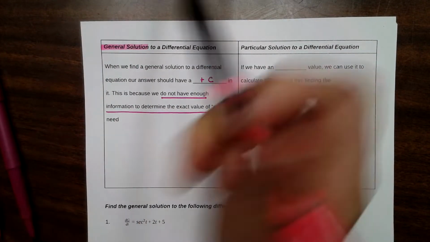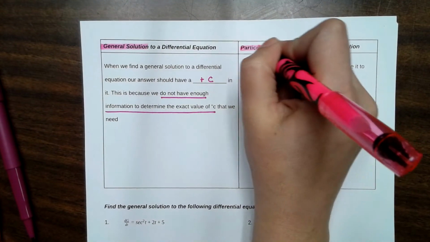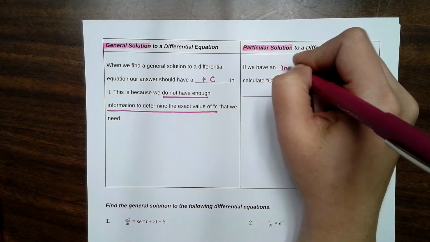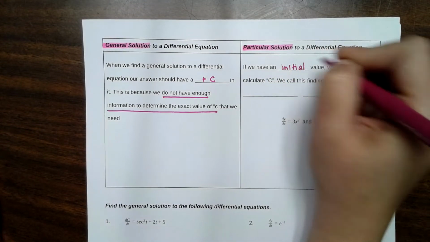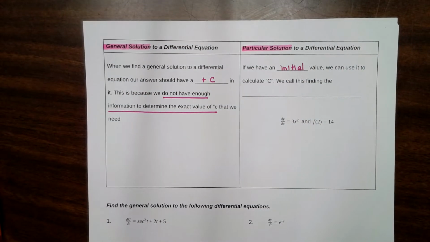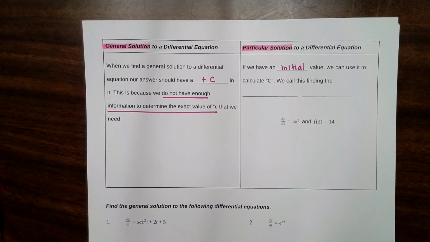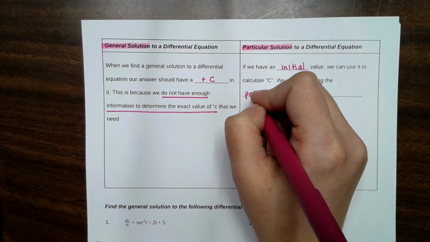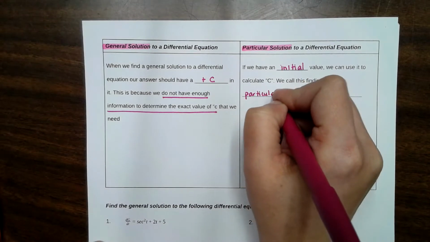The particular solution for a differential equation would be if we have what's called an initial value. Now, an initial value could be any known value from the original function, and we can use that to calculate the specific value of c that applies to this solution. And we call this finding the particular solution.